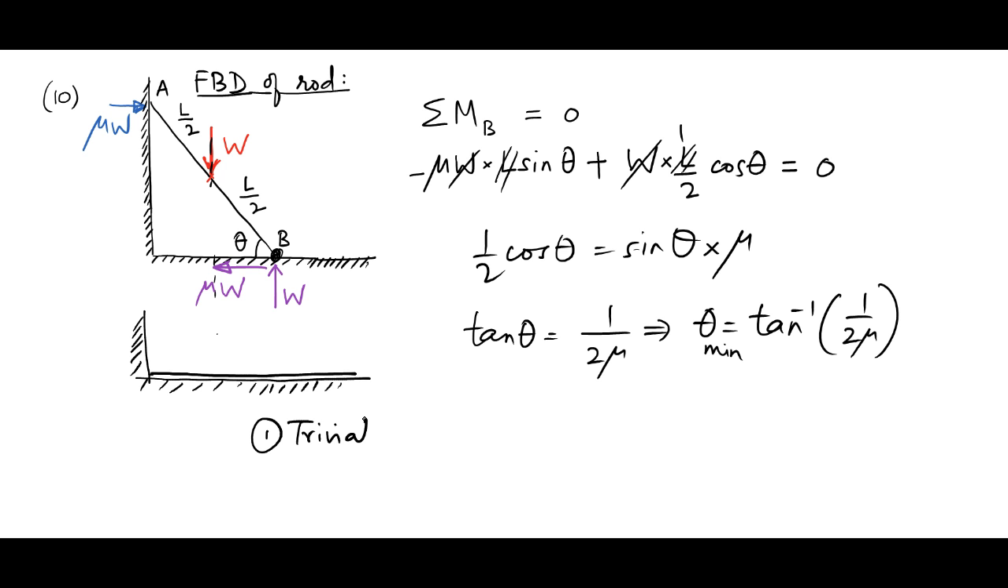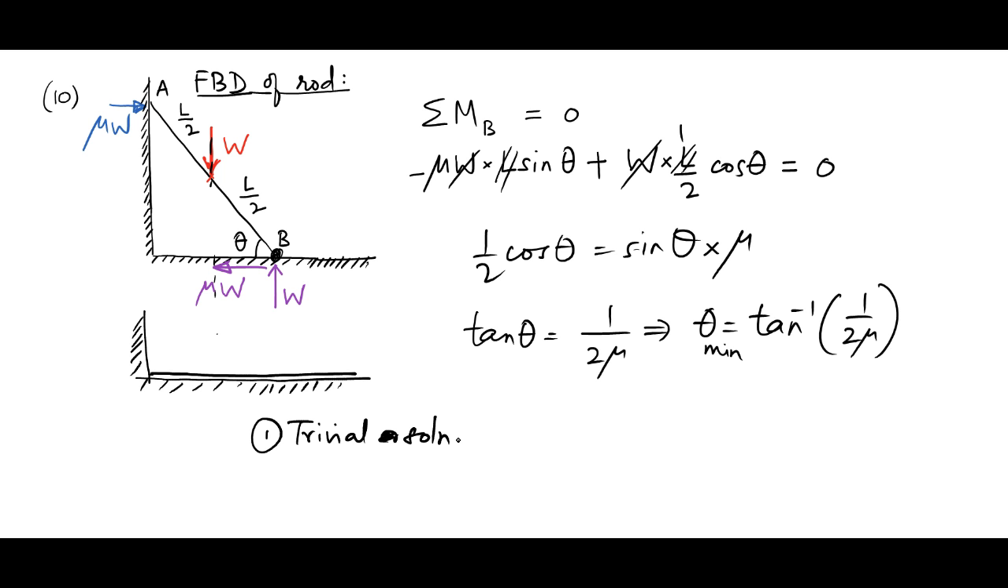Firstly, it seems to be a trivial solution. Just reading the problem, it is pretty clear that given the situation, the rod will be in static equilibrium for theta equal to 0. So we are assuming that the problem doesn't want us to find this trivial solution.